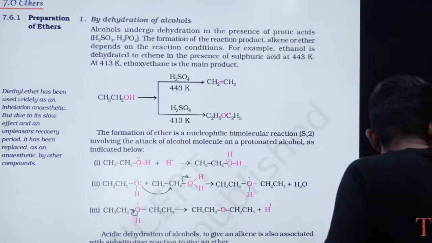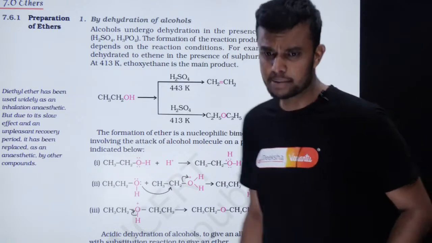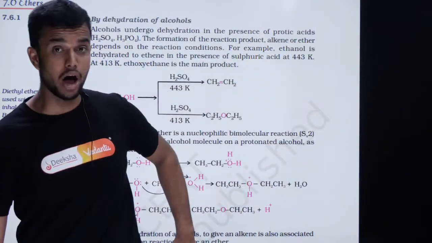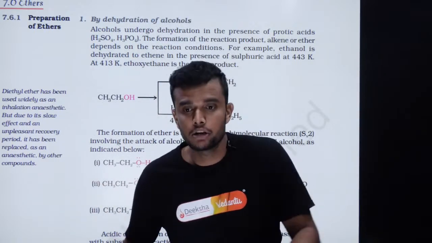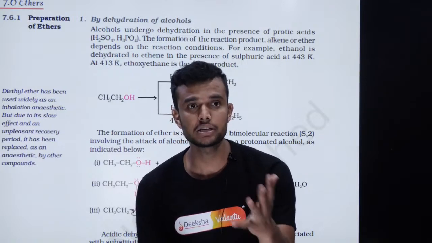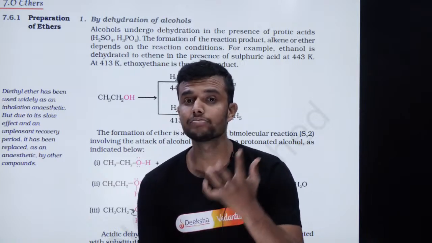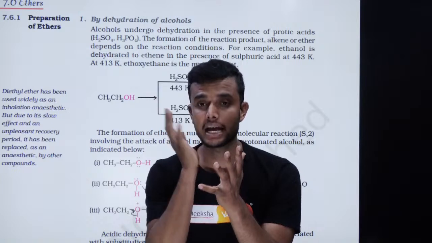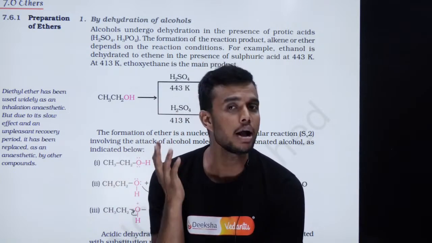Before entering the next topic, I will give a simple summary of the entire topic we have done up to this point. Students, mainly we learned alcohols and phenols here. What are alcohols? The compounds containing the OH functional group are called alcohols. And what are phenols? The compounds in which the OH group is attached to a benzene ring are called phenols.